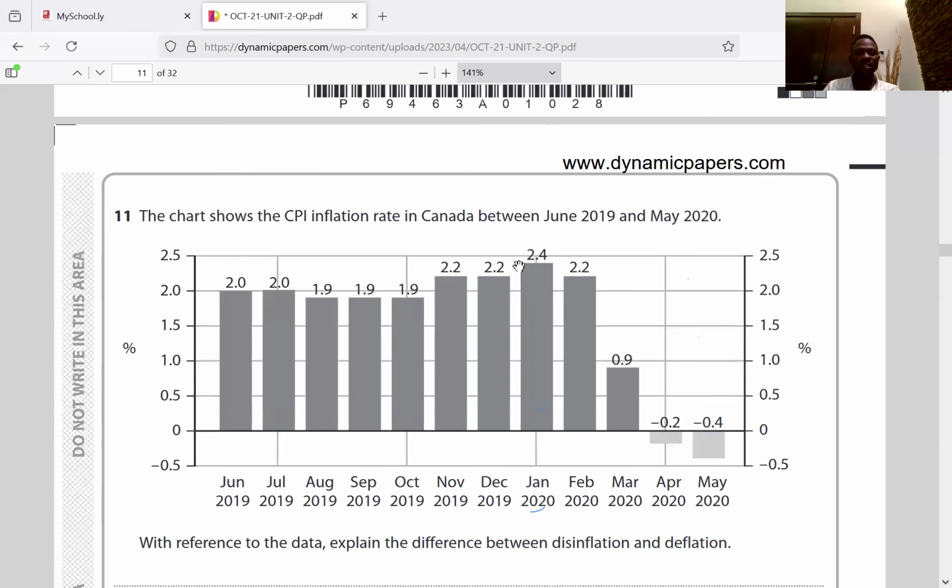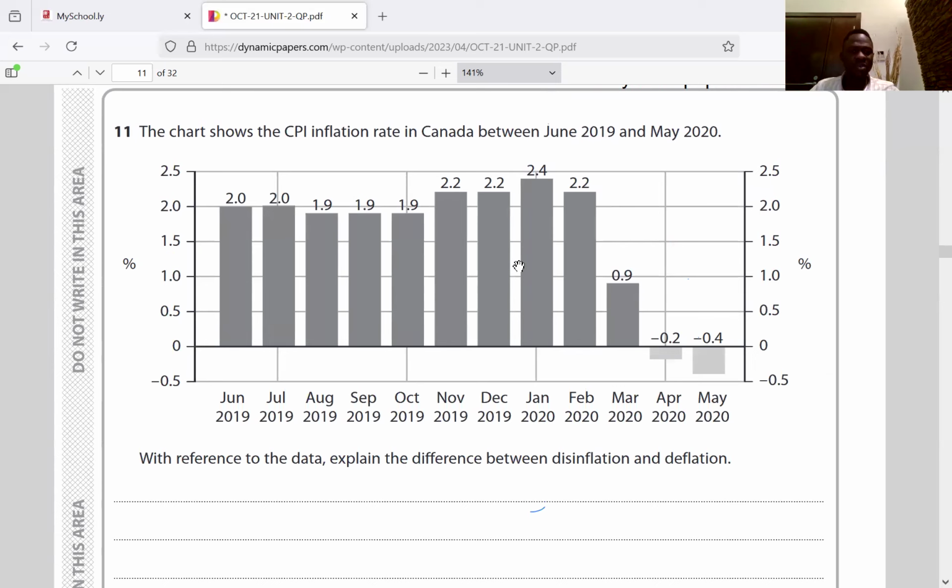Question 11. We have a chart here. With reference to the data, explain the difference between disinflation and deflation. Disinflation is a fall in the rate of inflation, and the rate has to be positive. If it becomes negative, it becomes deflation. Based on the case study, for example, the inflation rate fell from 2.0 to 1.9 in August 2019. From July to August, it went from 2.0 to 1.9. That is a positive, falling inflation rate, which is disinflation.